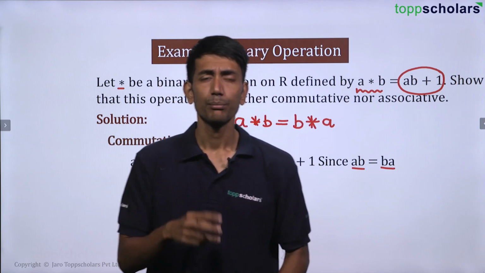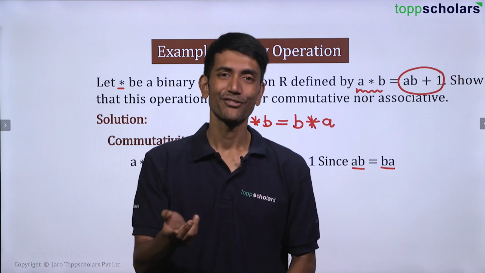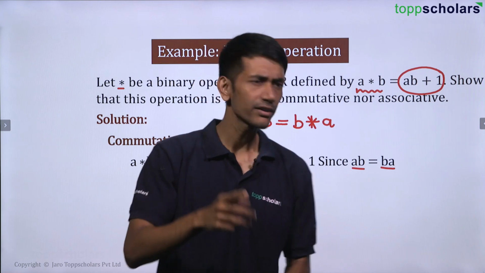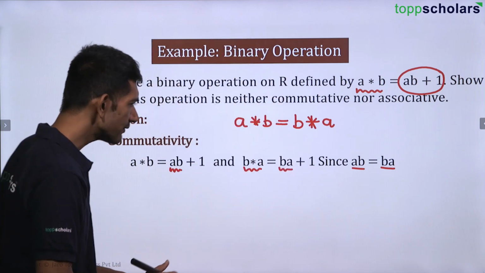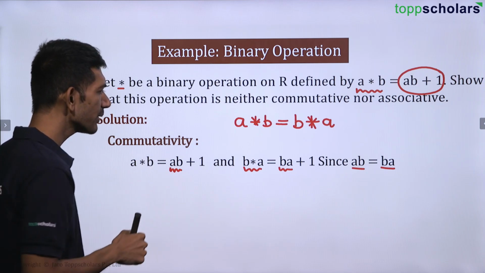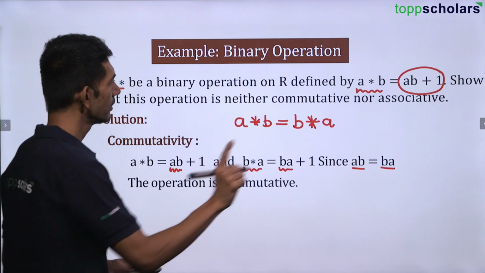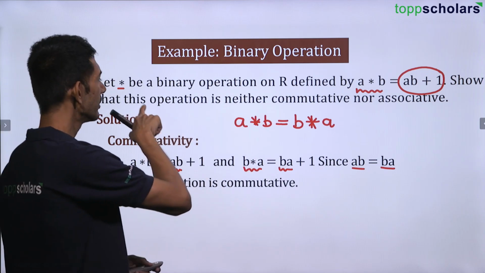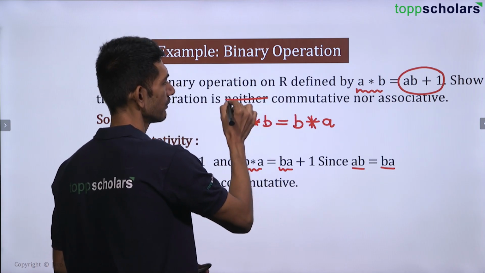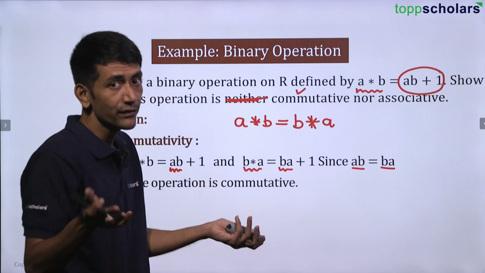Can I say AB and BA are equal? AB and BA mean the product of two numbers. 5 multiplied by 2, 10. 2 multiplied by 5, 10. 2 multiplied by 3, 6. 3 multiplied by 2, 6. So AB and BA, both of them will be equal. So can I say here that A star B is equal to B star A? So definitely this is commutative. So let me just change the question. We cannot say neither, because commutative definitely it is, but associative we don't know. Let us check.